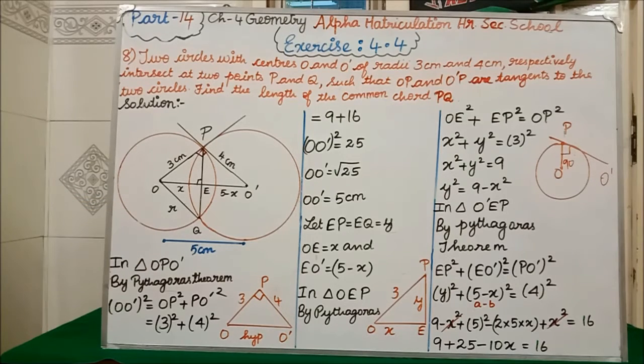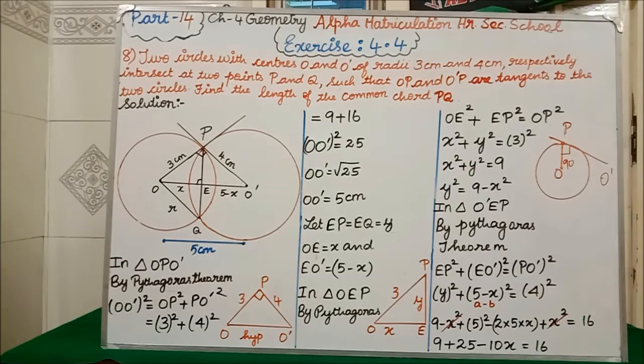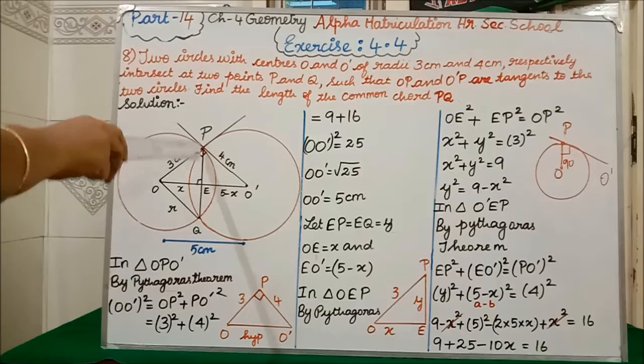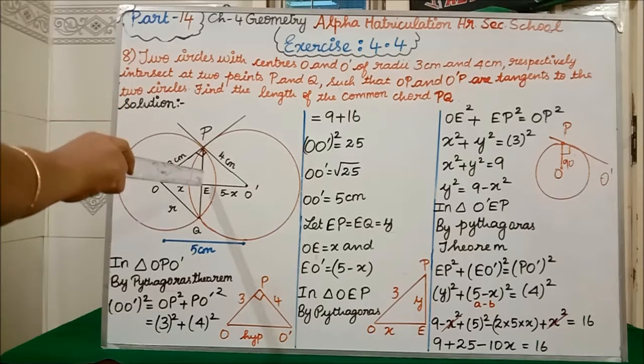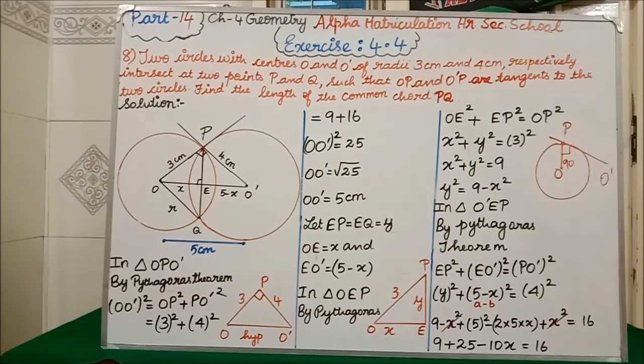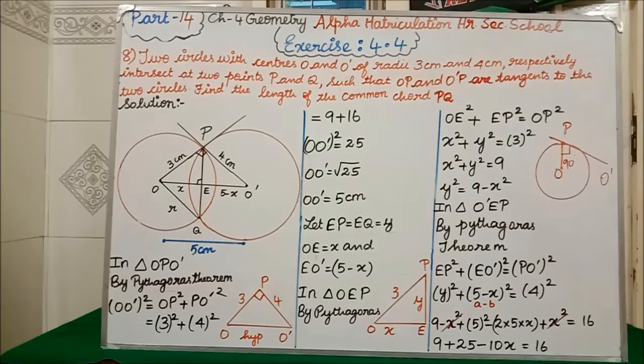Clear? Now next we are going to take this triangle OEP, and then the triangle O dash EP. We are going to take two triangles. First we took the full triangle, next we take the first half, then the remaining half. We are taking them because we have to find the value of PE and EQ, so that we can say the full length of PQ, isn't it?